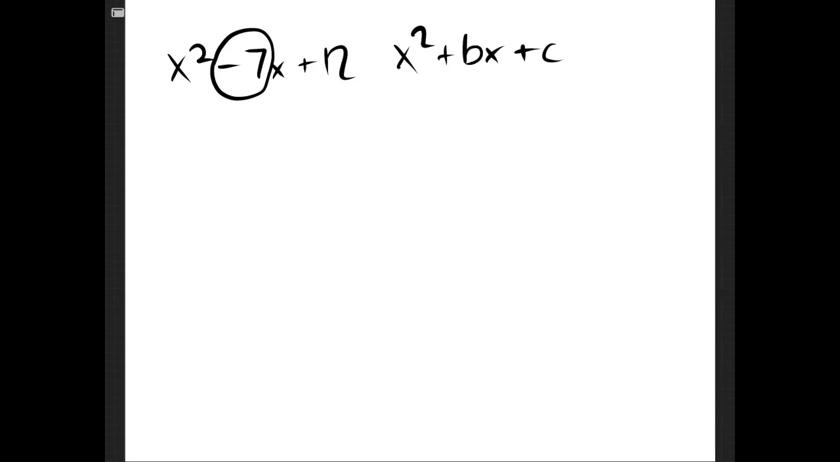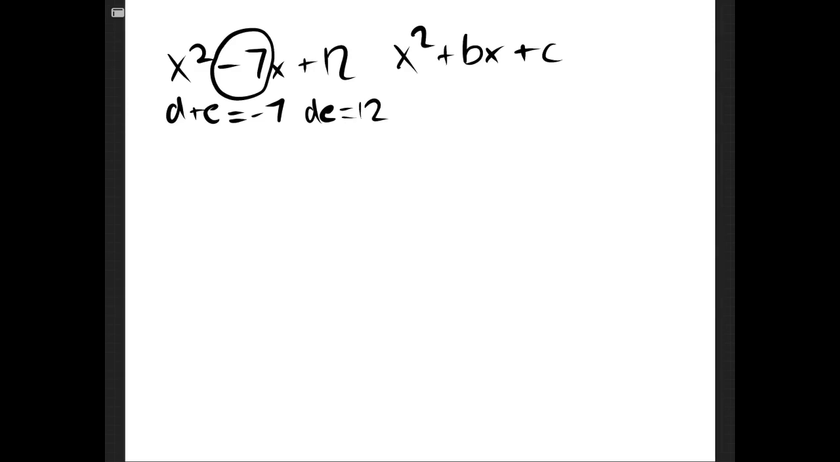And a and b are probably not the best variables to use for our two numbers that you saw in the last example. So let's change that to, say, d and e. It doesn't really matter which variables, that's just for simplicity. So let's try factoring this. Now you have to remember that d plus e equals negative 7, and de equals 12.